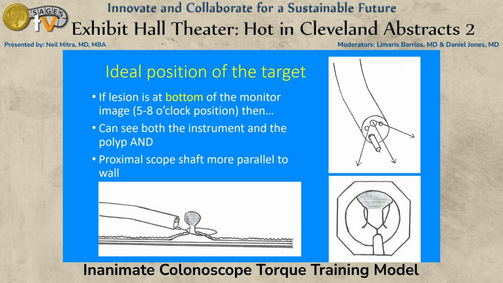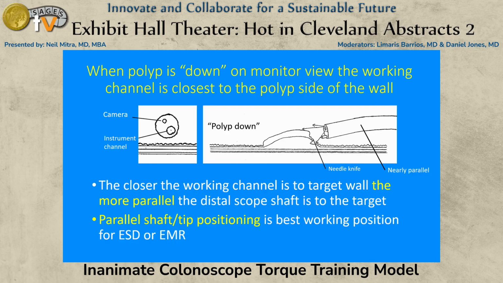If the pathology is located down on the monitor, then you can see both the polyp and the tool at the same time. Further, when both are down, the distal scope shaft is parallel with the polyp-bearing side of the bowel wall, which means minimal tip deflection should be necessary when using a snare or a knife. Further, when the pathology is in the down position, the working channel is closest to the side of the bowel wall with the polyp. The consequence of this relationship is that when using a knife, minimal tip deflection is required.